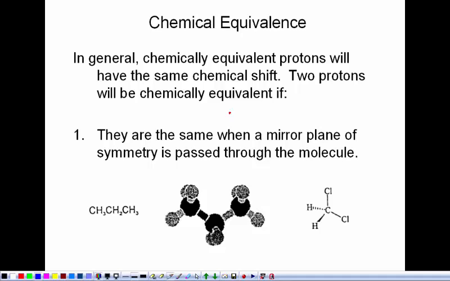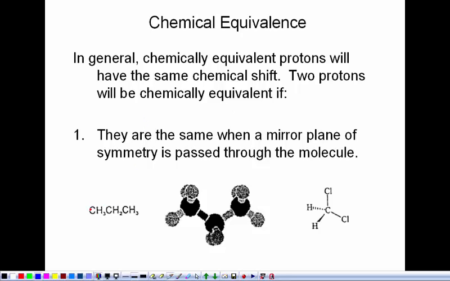And there are a couple of different ways to determine whether two hydrogens are chemically equivalent, or to look at a molecule and say, I'm going to have 4 peaks because there are 4 sets of non-equivalent hydrogens in my molecule. The first has to do with looking at symmetry. Two hydrogens will be chemically equivalent if they can be related by a mirror plane of symmetry. This is the same mirror plane of symmetry that you used for meso compounds, or to pass through a chiral center to show that it's not chiral.